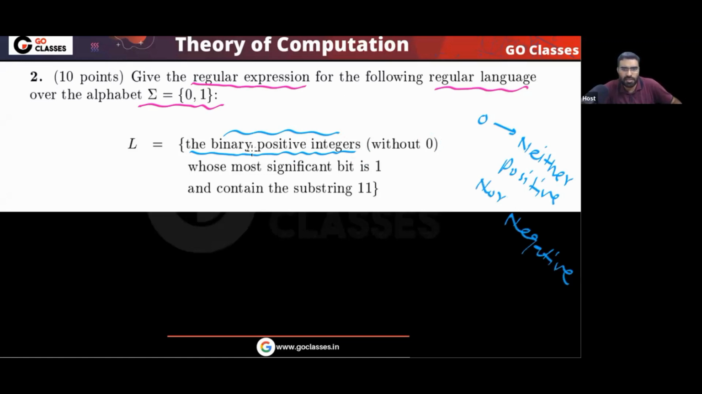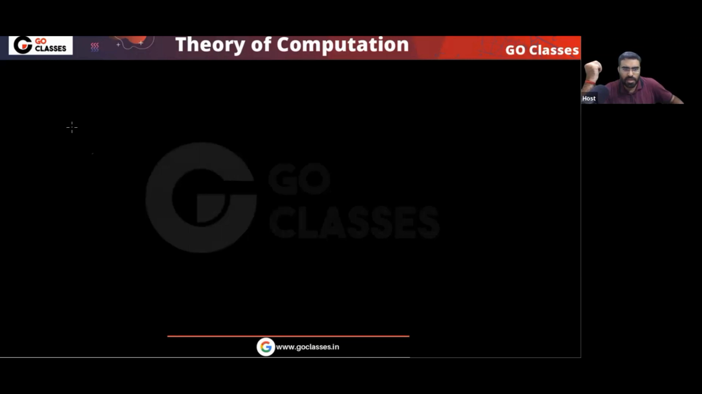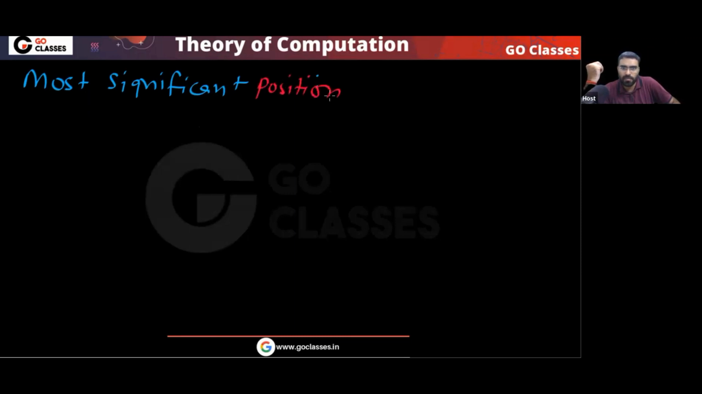So the question is saying the binary positive integers whose most significant bit is 1 and it contains 1, 1. First of all, let me tell you what most significant bit means. If you see any string, what is the meaning of most significant position? You tell me, what is the most significant position in any number?